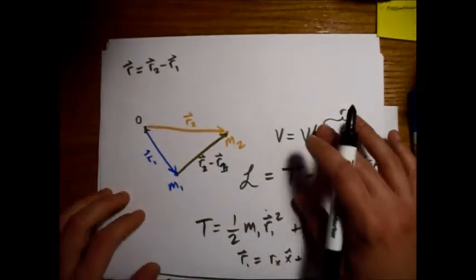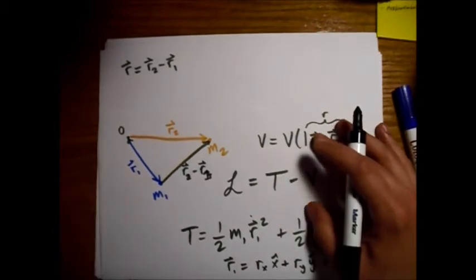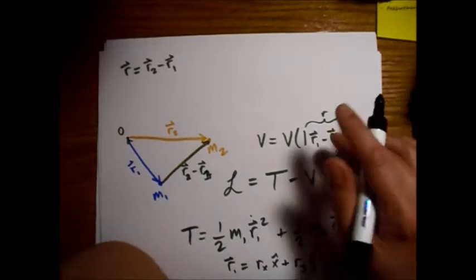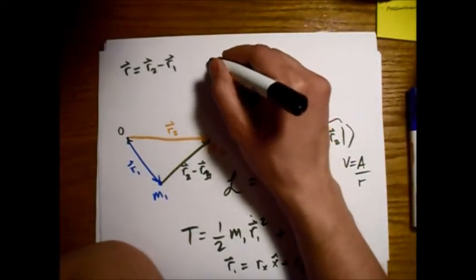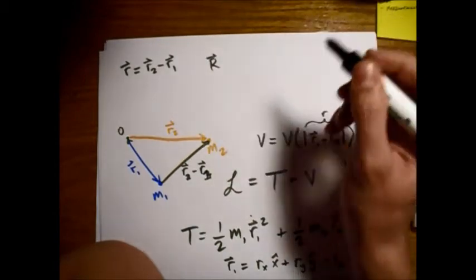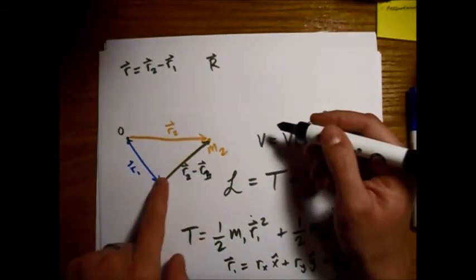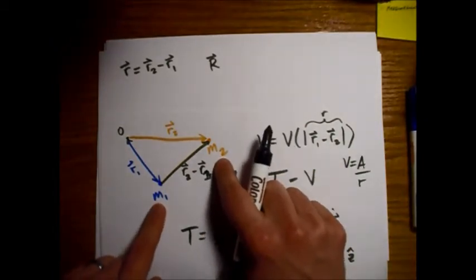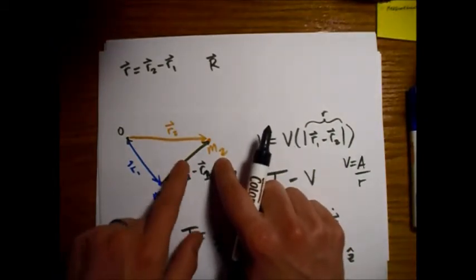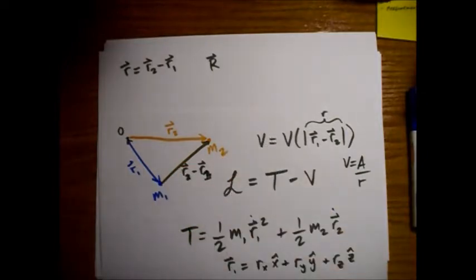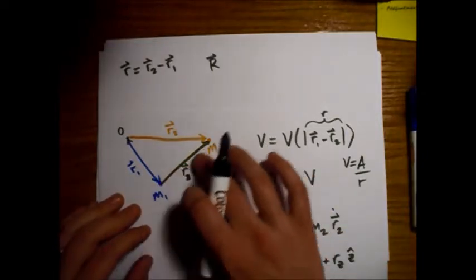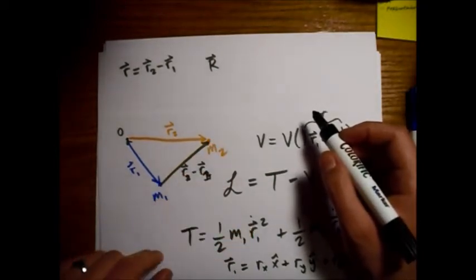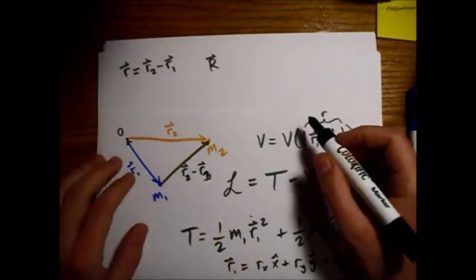R2 minus R1. All right, now we know the center of mass, so the center of mass is going to be somewhere in between here. It depends on, if M1 and M2 are equal masses, then it will be right in between them. Otherwise, it'll be somewhere in between. But it's really just kind of a weighted average of their two positions, weighted by their masses.